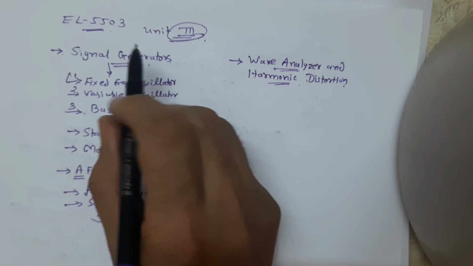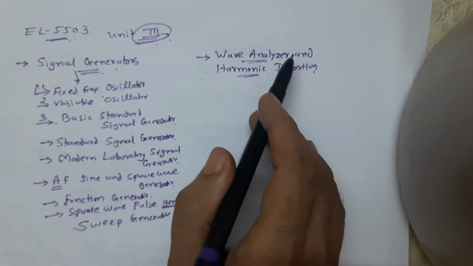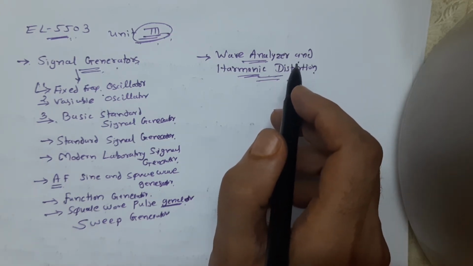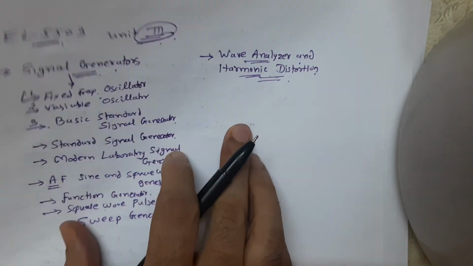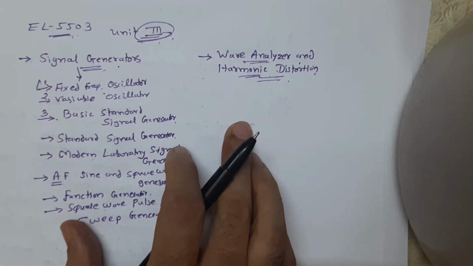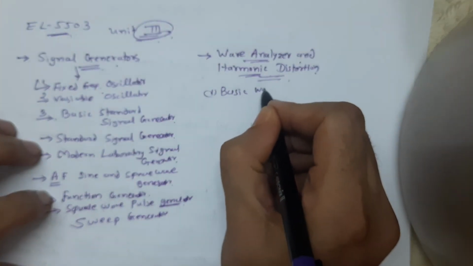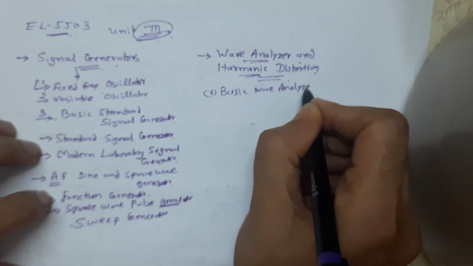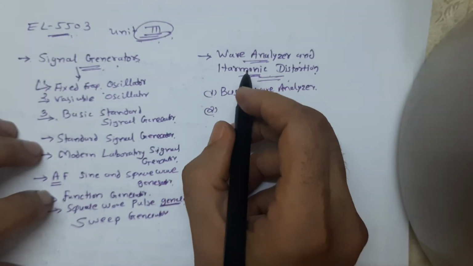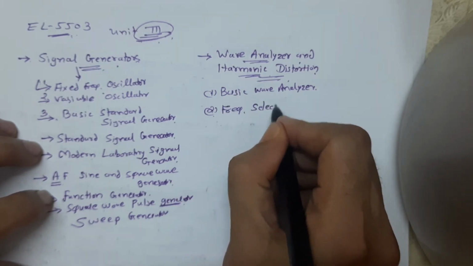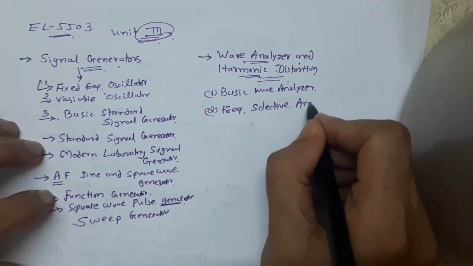The next topic of the same paper, Unit number 3, is the wave analyzer and harmonic distortion. This measures the amount of harmonic distortion. You know what distortion is, one type of noise. In this topic, we will discuss the basic wave analyzer, the next one is the frequency selective analyzer.